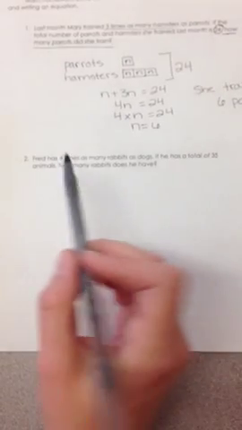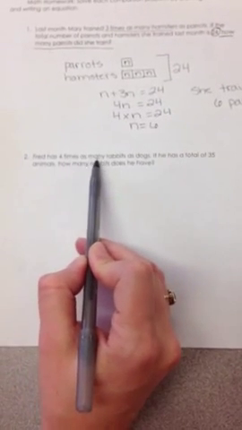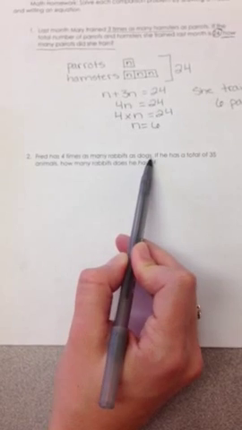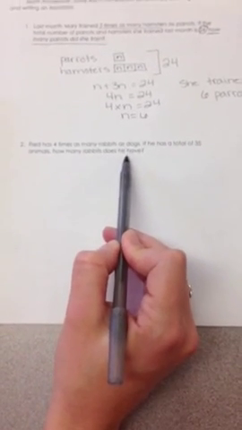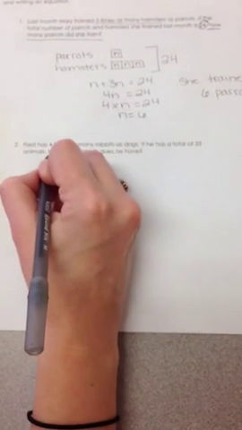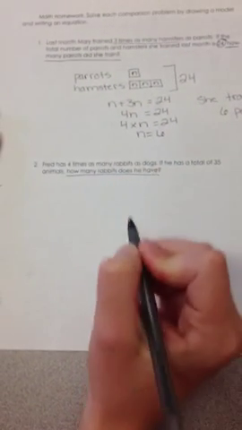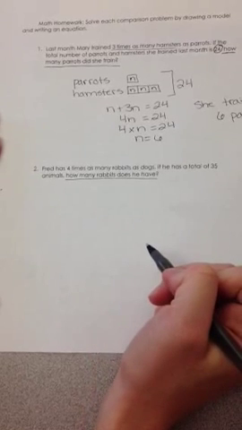Let's look at question 2. Question 2 says, Fred has 4 times as many rabbits as dogs. If he has a total of 35 animals, how many rabbits does he have? So once again, we're going to start with what question do we have to answer? We have to answer how many rabbits does he have.